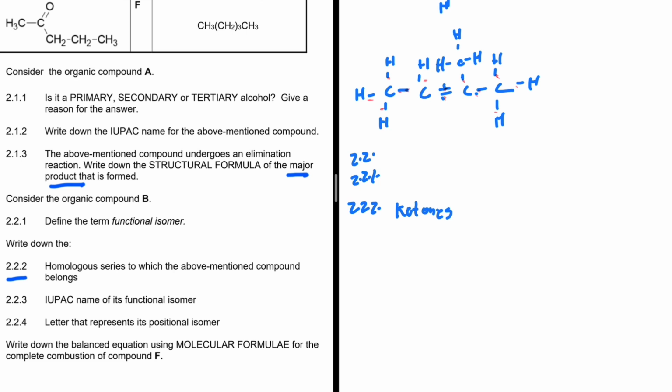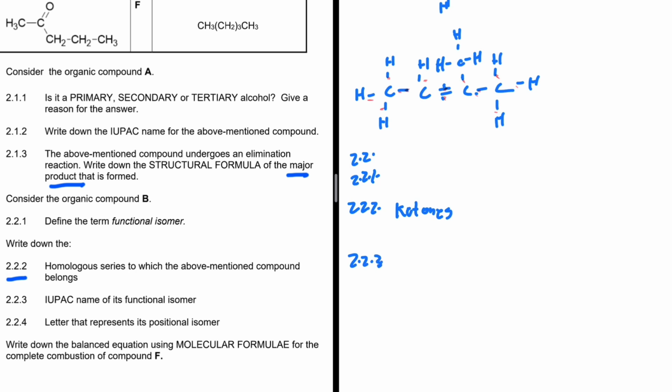You're not going to find the homologous series ketone. No, the homologous series is ketones. We just have to be more precise. We leave no stone unturned. Okay, that is 2.2.2.